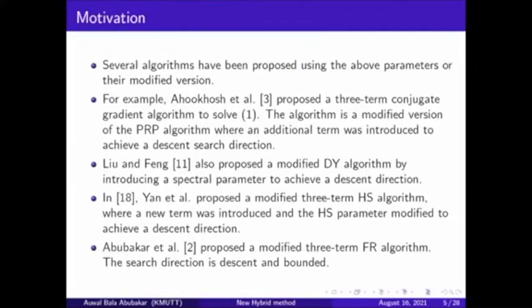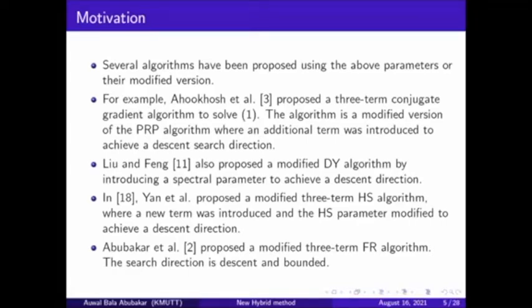Now the motivation. We are motivated by two sets of methods, or two classes. In this slide, I decided to use these five methods as motivation for the first part. All the methods mentioned here are algorithms that have been proposed. For example, Yuan and Kosh proposed a three-term conjugate gradient method to solve (1).